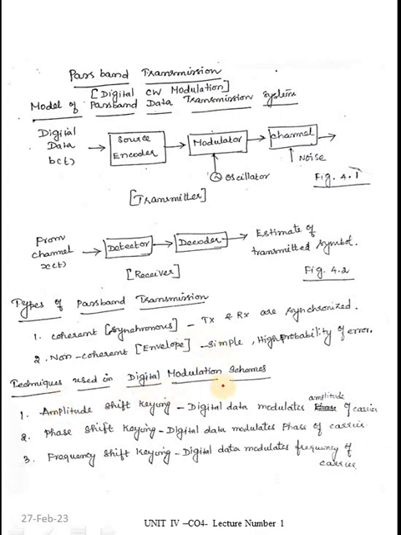The techniques used in digital modulation schemes. Major classifications are ASK, PSK and FSK, that is amplitude shift keying, frequency shift keying and phase shift keying. What is amplitude shift keying? Digital data modulates the amplitude of the carrier. Frequency shift keying: digital data modulates the frequency of the carrier. Phase shift keying: digital data modulates the phase of the carrier. In digital communication, we will be focusing on frequency shift keying and phase shift keying.